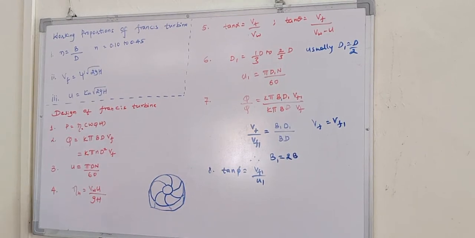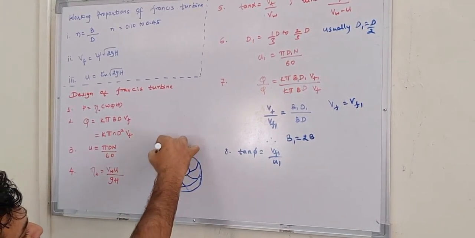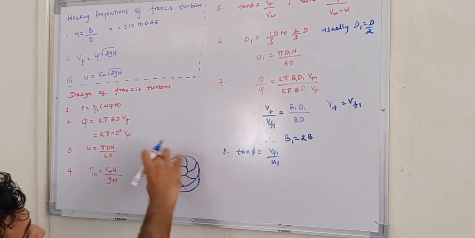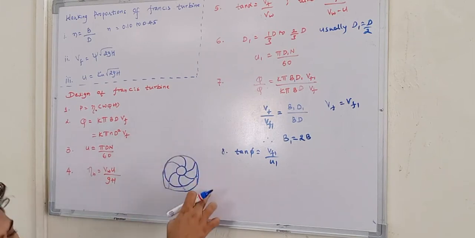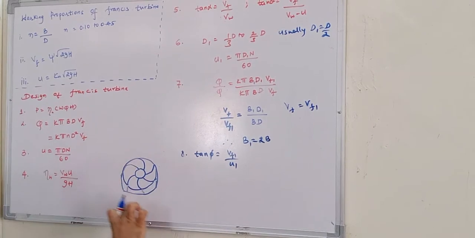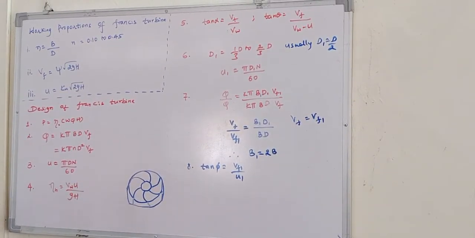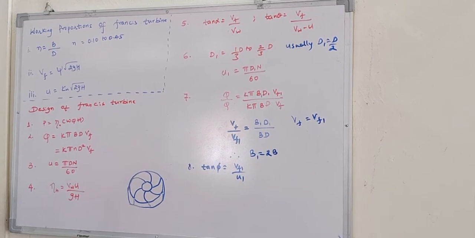Usually, what we have is this is your runner. Outside the runner, there is one more set of vanes. Those are called guide vanes. These are the vanes on the runner, and the other set of vanes are called guide vanes. You might have seen them in the figure. Let me send you a picture of that later, so that I can show you the different components in your WhatsApp. There you will be able to understand with respect to this figure.